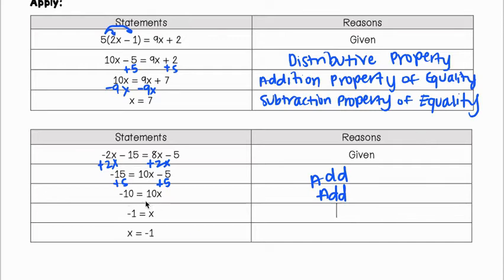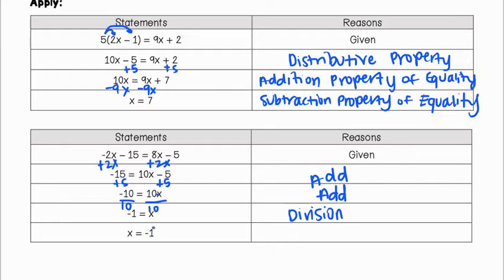Then we have our negative 10 equals 10x, went down to negative 1 equals x. So that got our x by itself. 10 had been multiplying x, so to do the opposite, we're going to divide by 10 on both sides. That would leave us with this negative 1 equals x. That means we use the division property of equality.